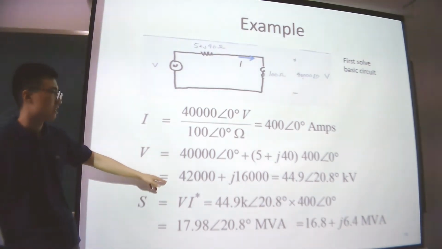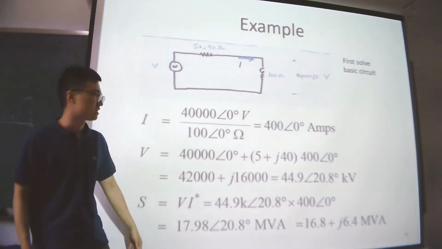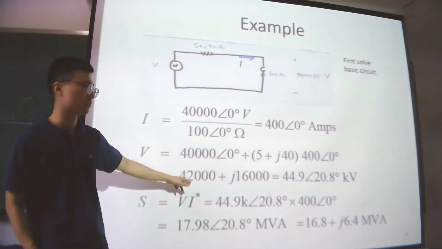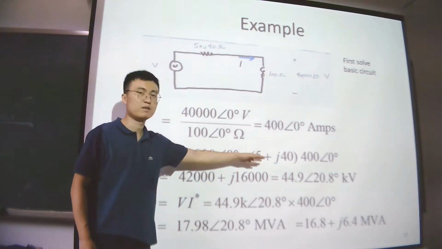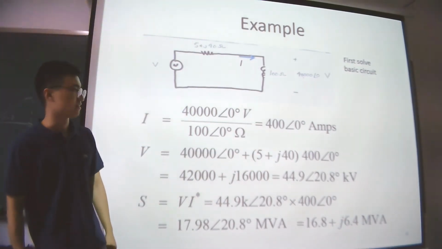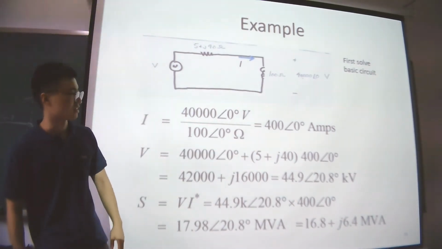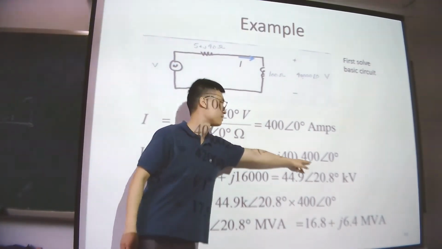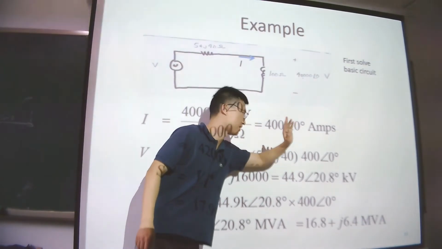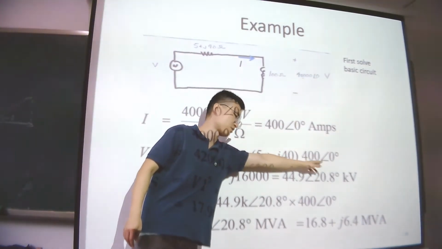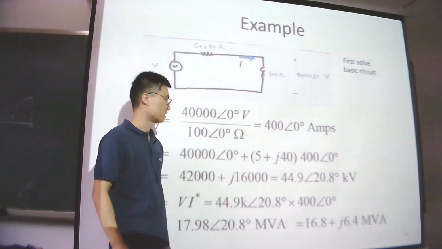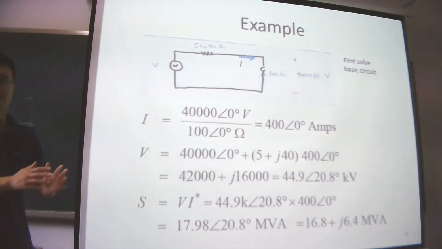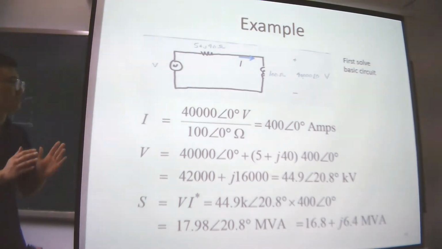Yeah, voltage, you know that. This is 40,000, right? 5 multiplied by 400 is 2,000, so this is the real part. And for the imaginary part, 40 multiplied by 400, because there is no degree, the angle is not equal to 0 degree, so it is 16,000 in the imaginary part.